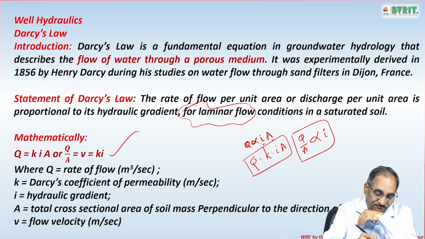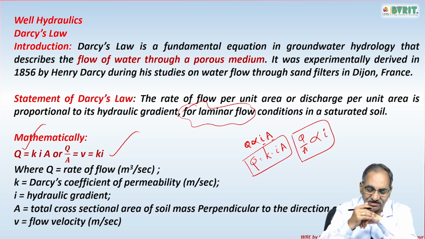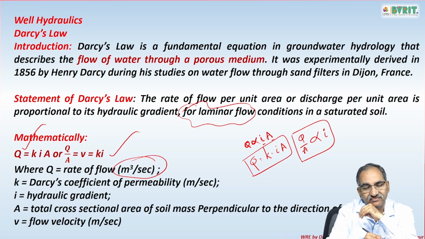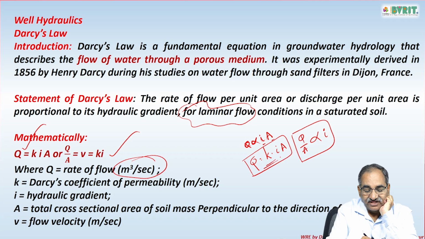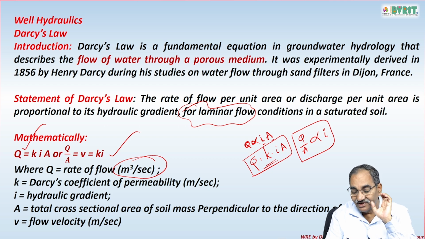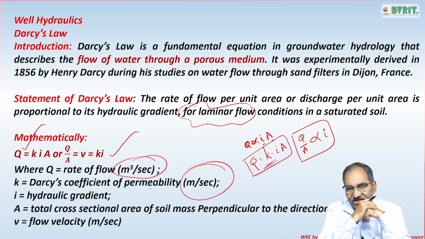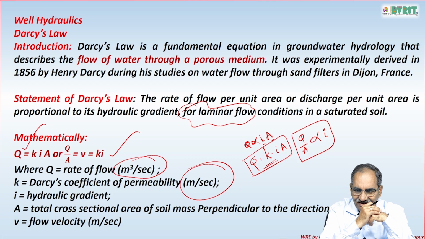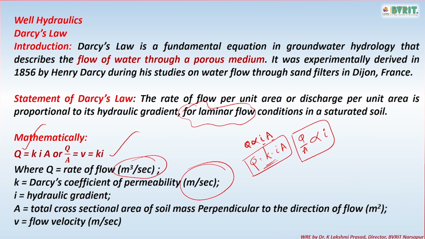So what are the different terms? Q is the rate of flow or discharge. You know the units also. And K is the Darcy's coefficient, also called the coefficient of permeability, and it is expressed in velocity units, meters per second. Already we explained in the previous class what the coefficient of permeability is.